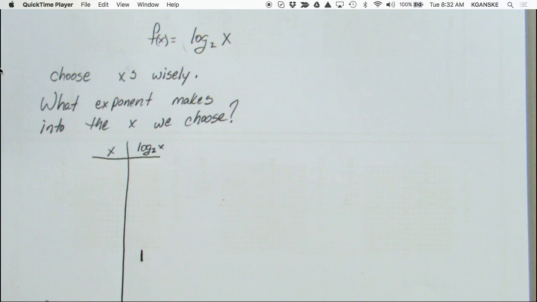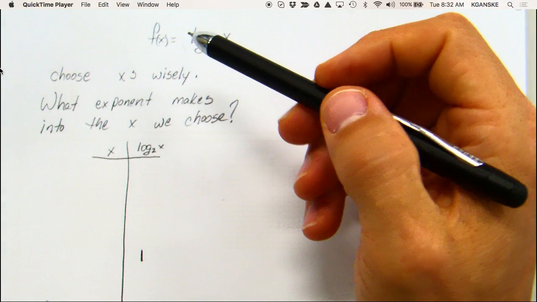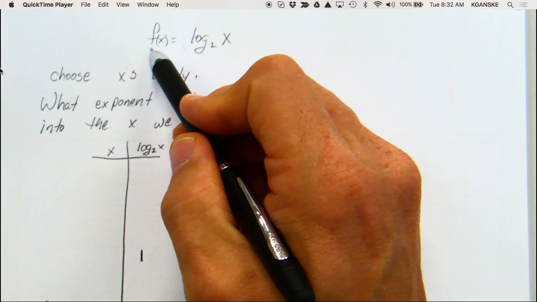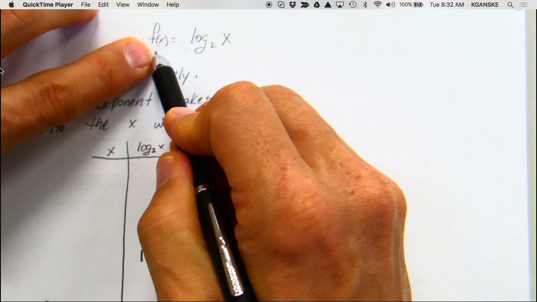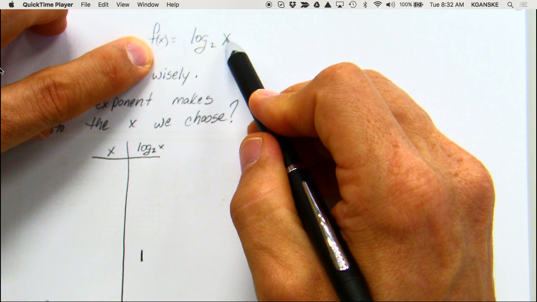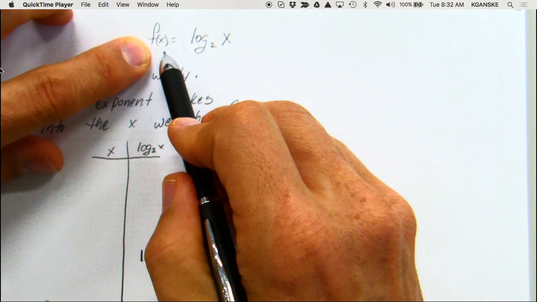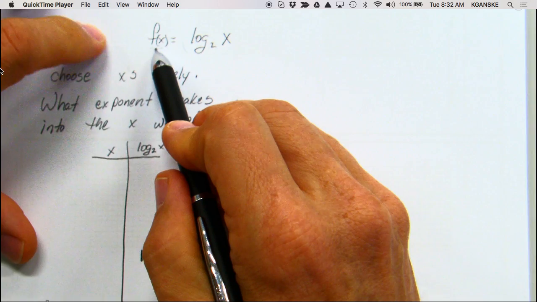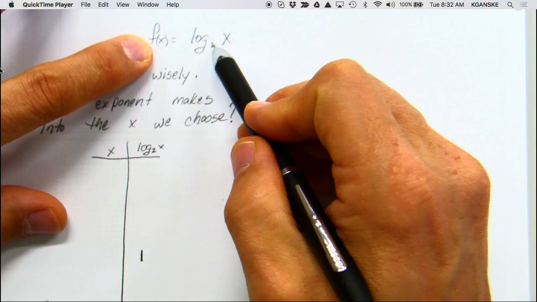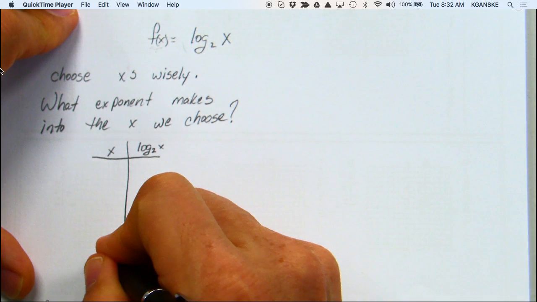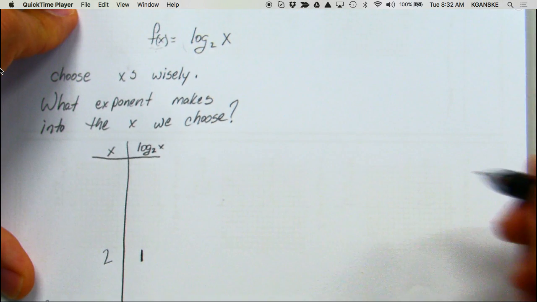If I want to make this number right here, f of x, equal 1, what does this x have to be? If this is the exponent, 1, what number do I get when I take 2 to that number? 2. Okay? So over here, let's make a graph.